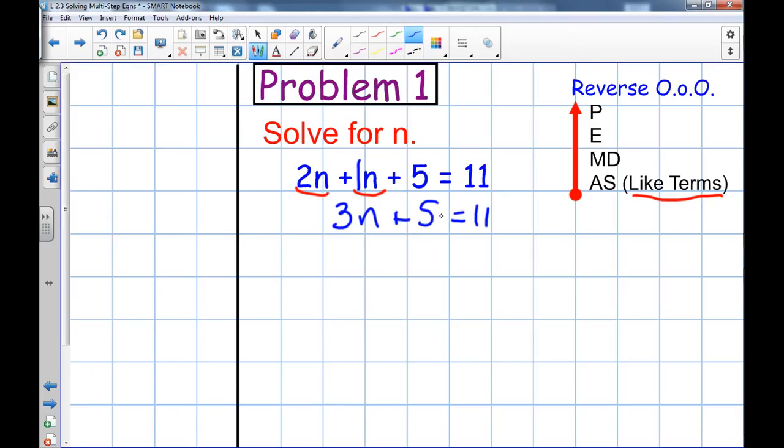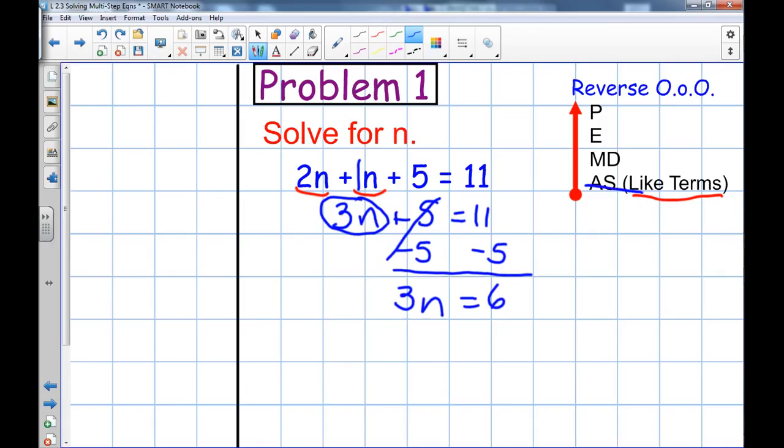And now it just looks like a two-step problem, which you did last week. So we're going to circle the variable term, work through the order of operations backwards, look for addition and subtraction. There is an addition of 5 plus 5, so we do the opposite. Minus 5. What you do on one side, you do on the other side. Plus 5 and minus 5 cancel. You're left with 3n. 11 minus 5 is 6.